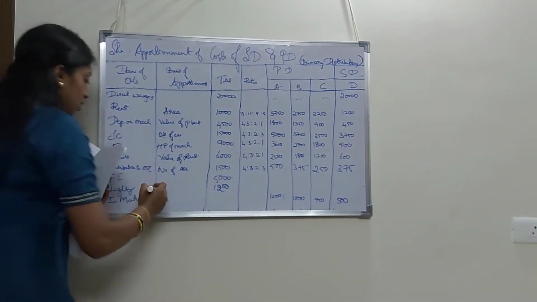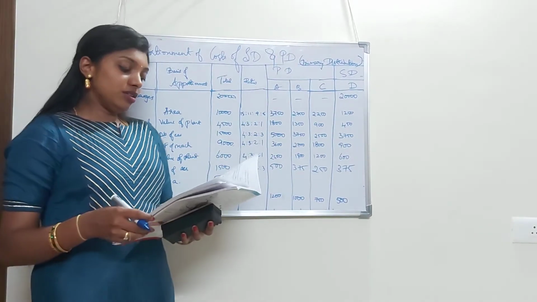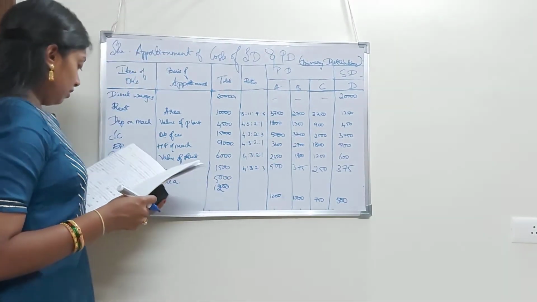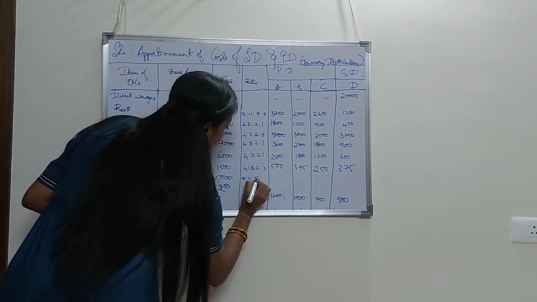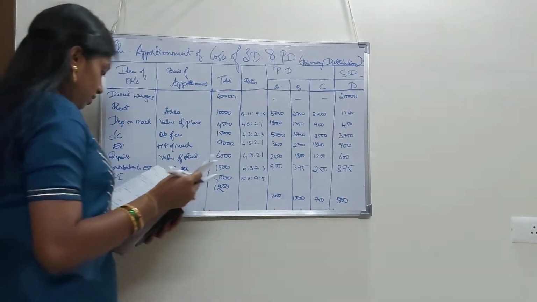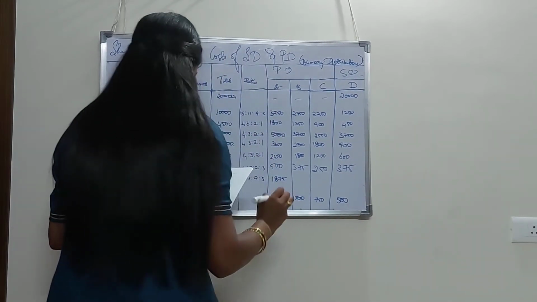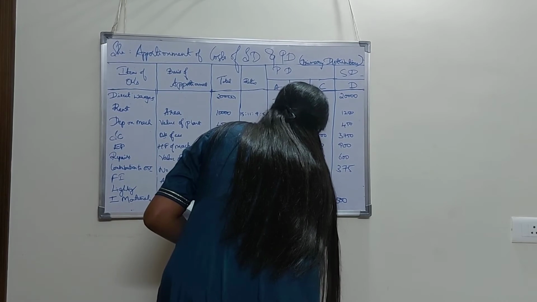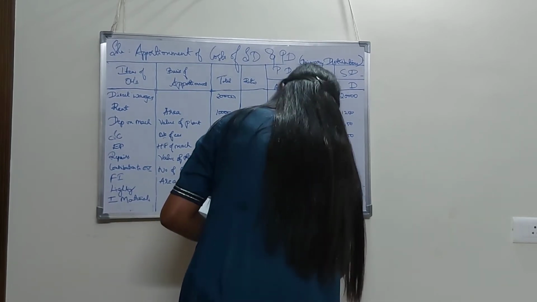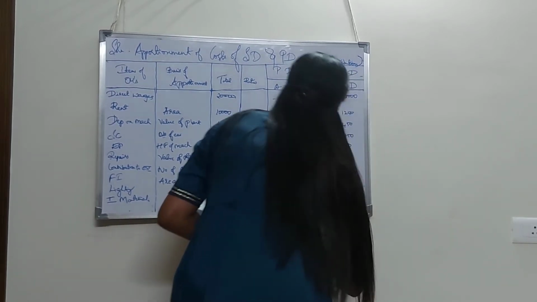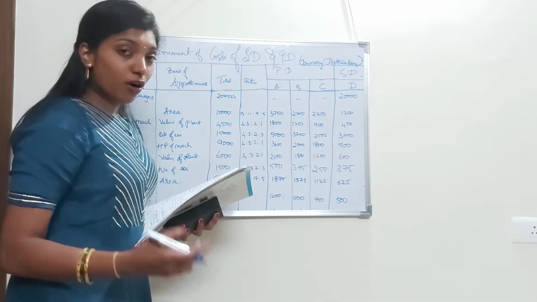Next. Fire insurance. Again, fire insurance is given for area, right? So, fire insurance, the basis of apportionment would be area, and it is again 15 is to 11 is to 9 is to 5, and the apportionment would be 1,875, 1,375, 1,125, 625.